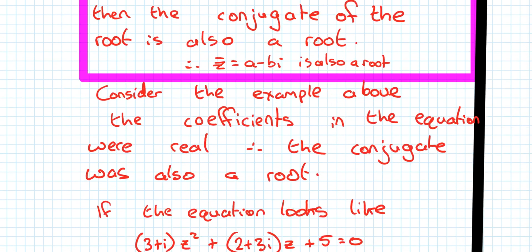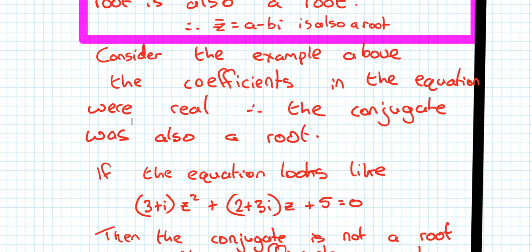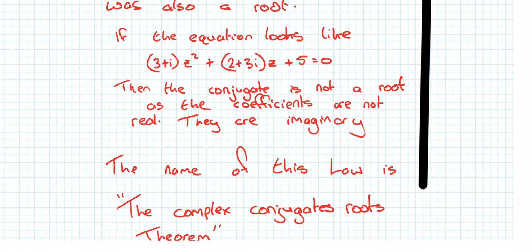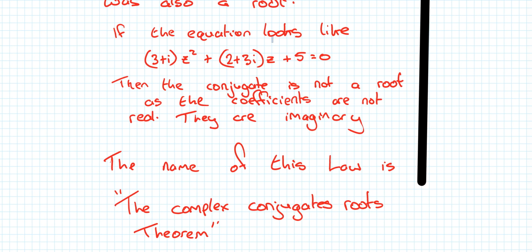Okay, so consider the example above. The coefficients in the equation were real, therefore the conjugate was also a root. But it's nice to show you an example where this would not hold up. So if the equation looks like (3 plus i)z squared, (2 plus 3i)z plus 5.